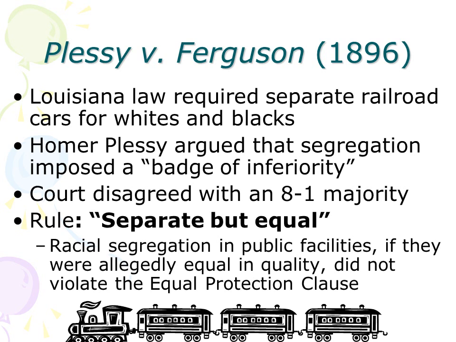So the court looked at this, and they actually disagreed with Homer Plessy. They said, it's not inferior. It's fine as long as you have 2 separate things that are equal, because you are still equally protected under the laws, and there's nothing that says you have to actually mix. And so the court disagreed with an 8-to-1 majority, and it said that racial segregation in public facilities, if they were allegedly equal in quality, actually didn't violate the Equal Protection Clause. This is where we get the famous separate but equal ruling.